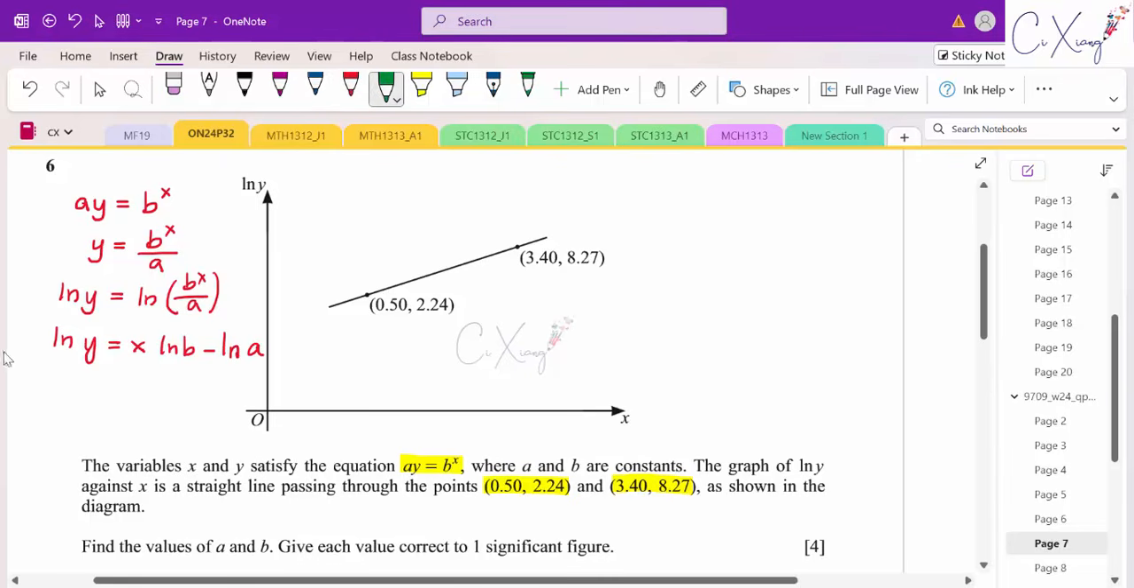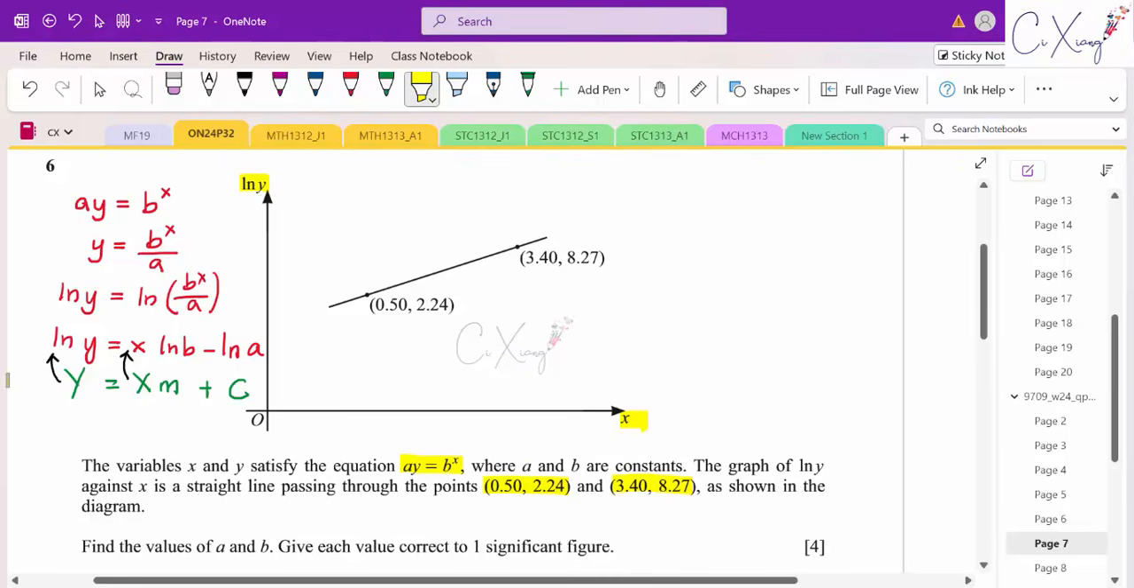Okay, I compare this with the linear equation y equals mx plus c. You need to know how to compare them, right? You should know that your y-axis is ln y and your x-axis is x, which is true because you can see we have ln y on the y-axis and x on the x-axis. This is the reason why you get a straight line, because of the linear equation here.